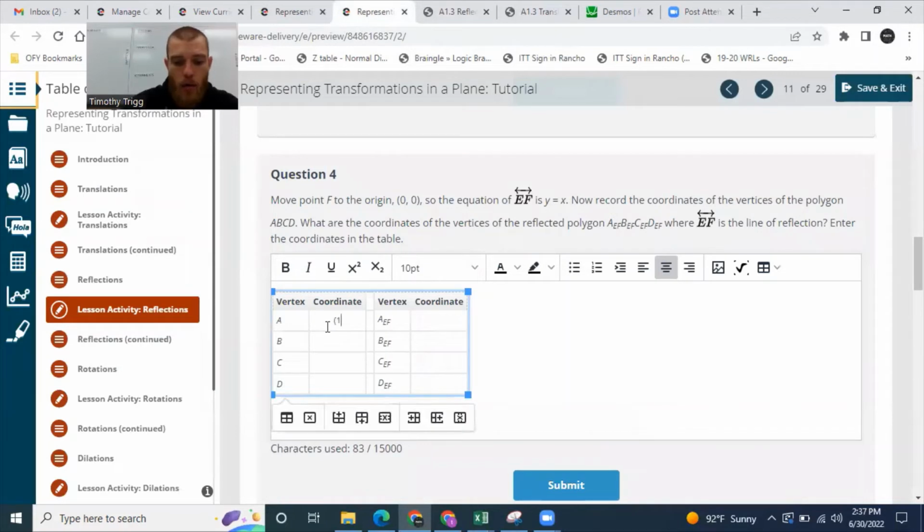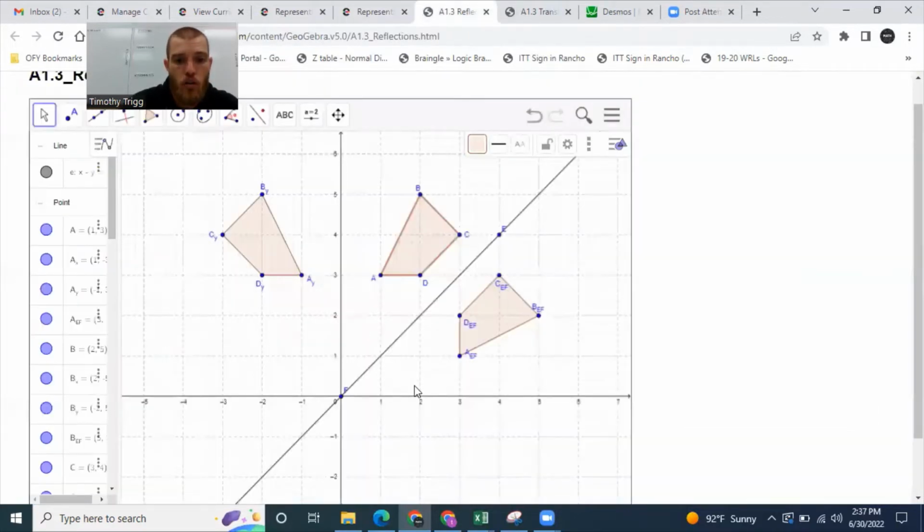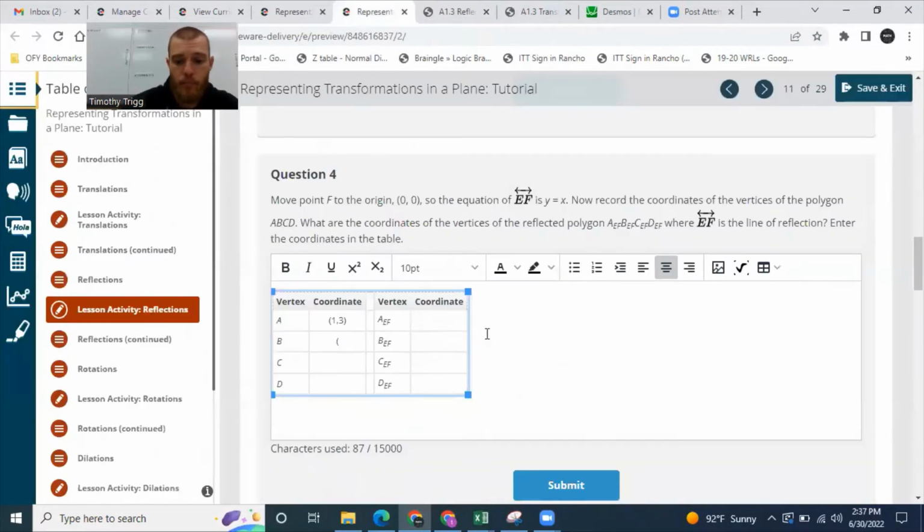A is at 1, 3. B is at 2, 5. And write down the other two coordinates, for point C and point D. Okay. Then we want to look at the coordinates for A sub EF, B sub EF, and so on. So let's go ahead and look at that.